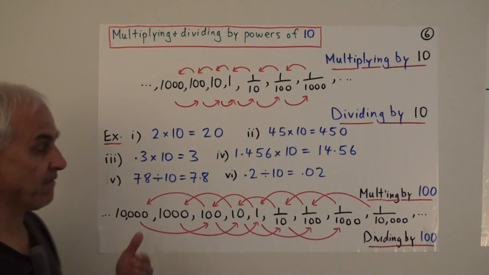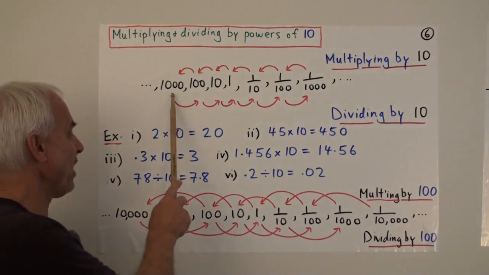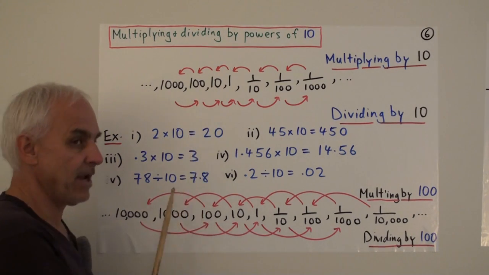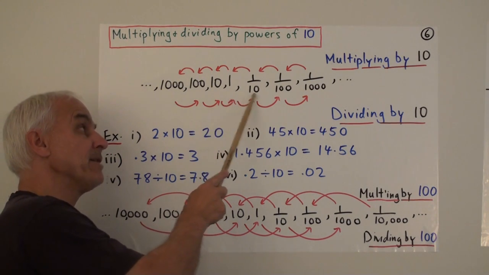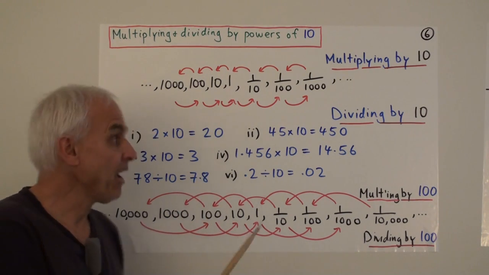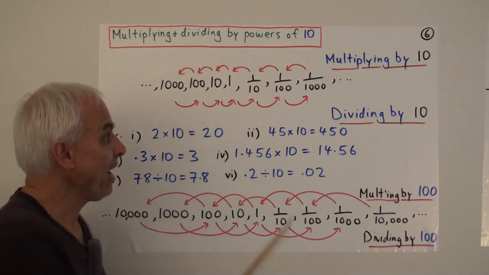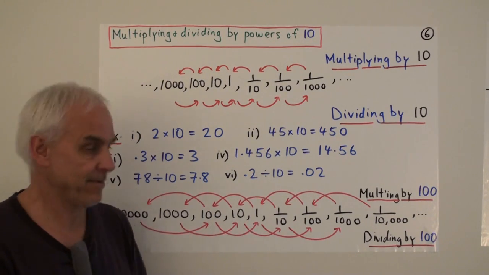And conversely, dividing by 10 just takes us in the opposite direction. If we divide 1,000 by 10, we get 100. If we divide 100 by 10, we get 10. Divide 10 by 10, we get 1. Divide 1 by 10, we get 1/10th. Divide this by 10, we get a 1/100th. Divide 1/100th by 10, we get 1/1,000th.